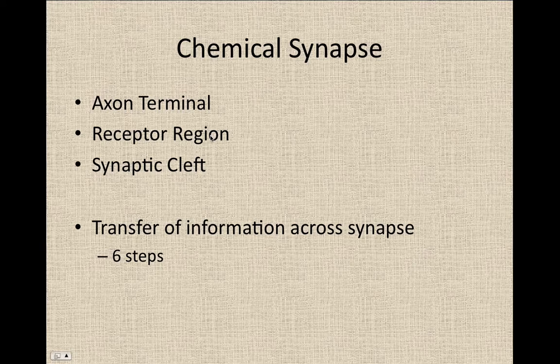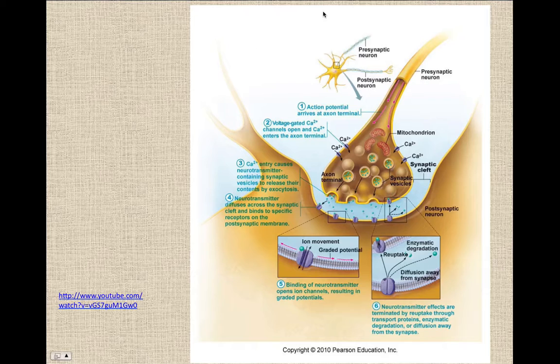Okay, so transfer of information across the synapse is going to occur in 6 steps. Okay. And we touched on this when we discussed the neuromuscular junction, so a lot of this should be reviewed. Okay, but you get this axon that comes down towards the receptor field, and you have the synaptic cleft with the axon terminal and the receptor region down here.